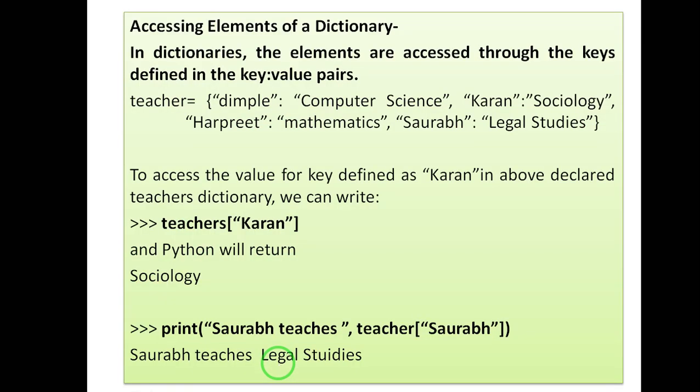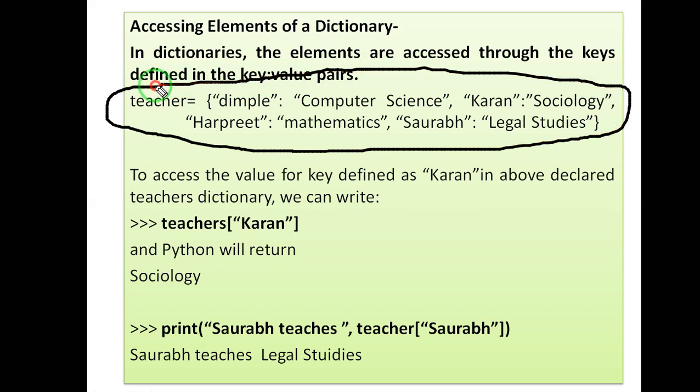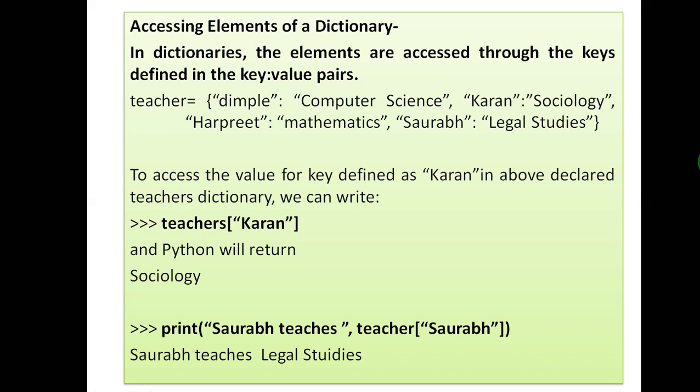Next, accessing elements of a dictionary. Suppose this is the dictionary that I have created. The name of the dictionary is teacher. Here Dimple teaches computer science, Karan teaches sociology. This is a key value pair. Between key and value you will find a colon, and between two different key value pairs you will find a comma.